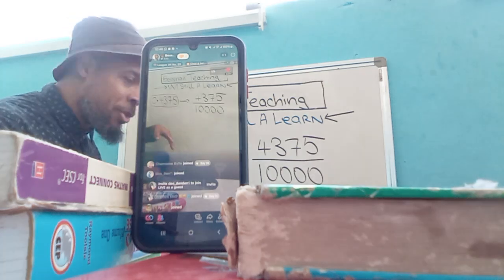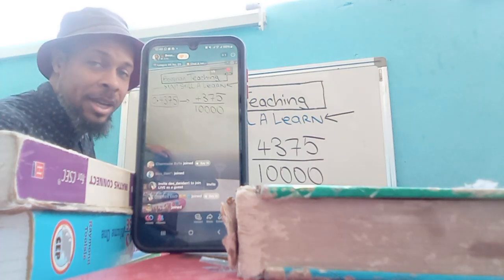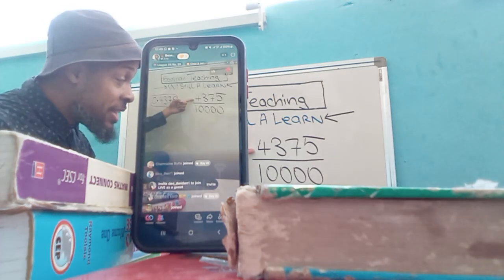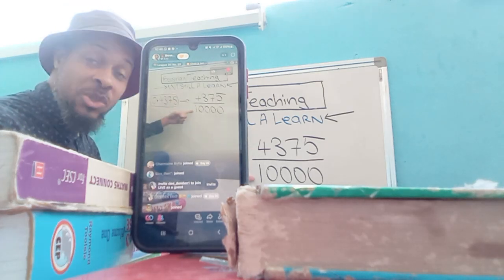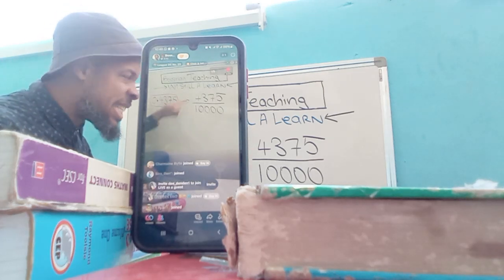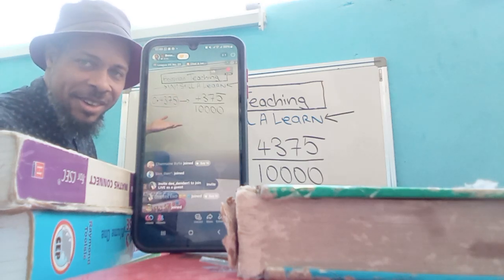If it ends with 1, no. If it ends with 2, no. It has to end with 5 or 0. So this is clearly divisible by 5 and this too. So that is at least a step in the right direction, right?